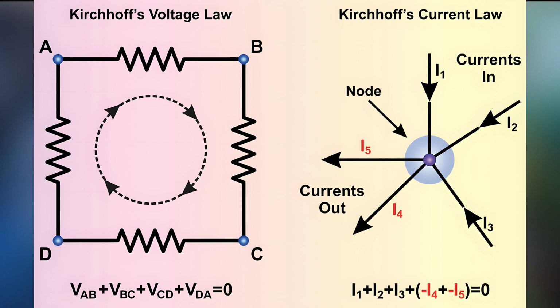Kirchhoff's current law says that the sum of all the currents entering a node, now a node is just some component of the circuit, it could be a light bulb or a junction of wires or anything like that.